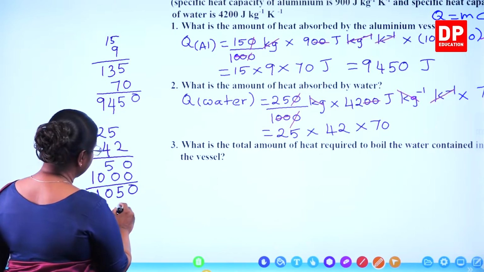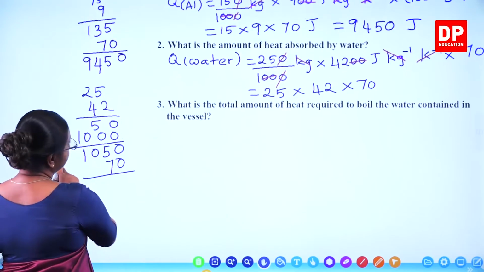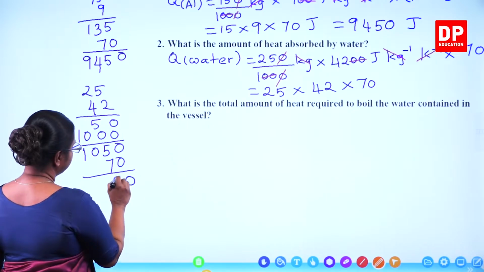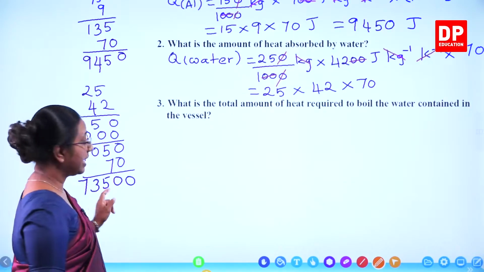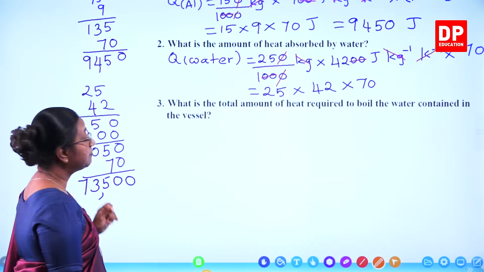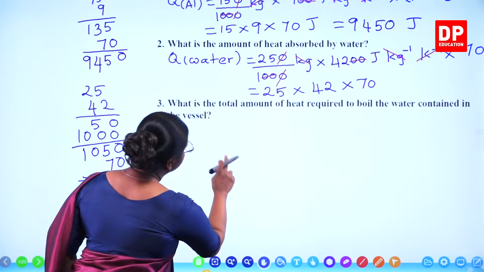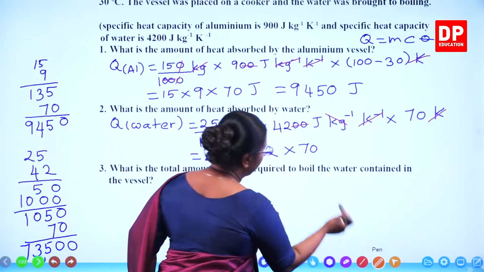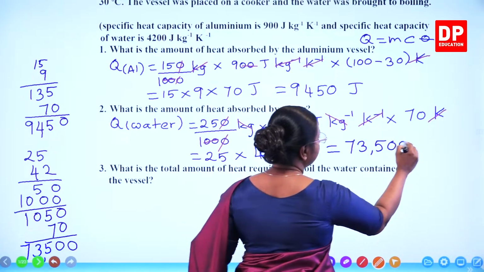So that is going to be 1050. When we multiply that by 70, we will get the answer as 73,500 joules. So I am sure you are very familiar with doing calculations, so you will be able to get the answer easily. 73,500 joules.